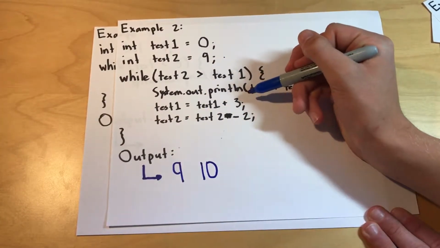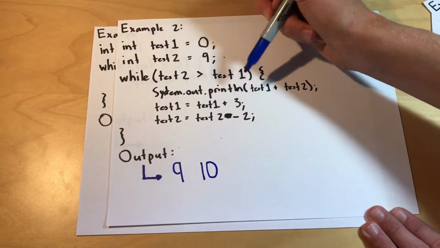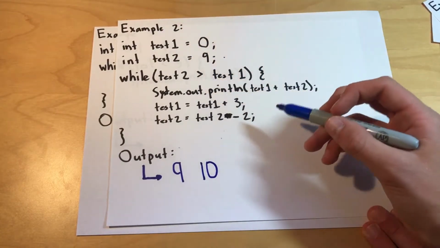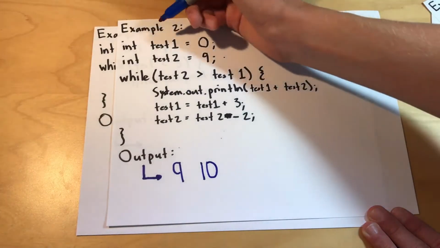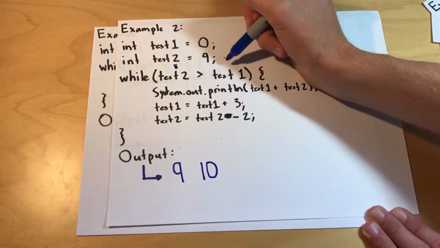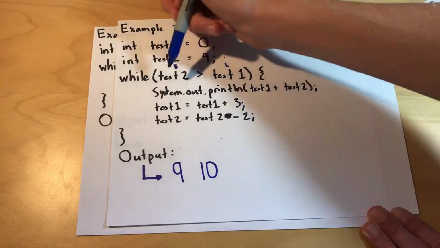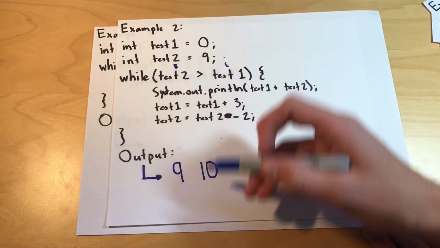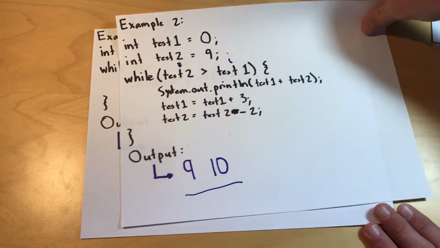Again, do our operations here. Test1 plus 3 is now equal to 6, and test2 is now equal to 5. So we go back up to here. Our test2 is now equal to 5, and our test1 is 6, so this conditional is false, and we'll exit the while loop with this as our final code.